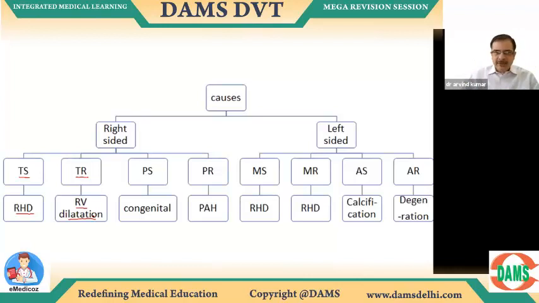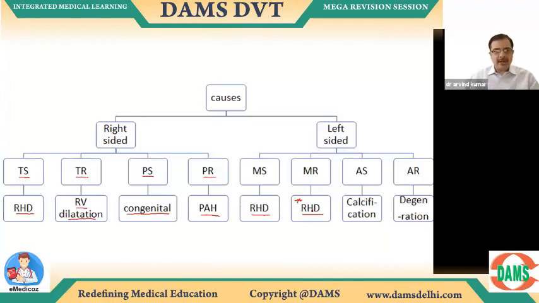While for pulmonary stenosis, the most common causes are congenital causes. Pulmonary regurgitation is because of pulmonary artery hypertension. This is the most common cause. Mitral stenosis, most common cause is RHD. MR, most common cause is RHD. Remember, worldwide the most common cause of MR is RHD, though in the Western population it is mitral valve prolapse.